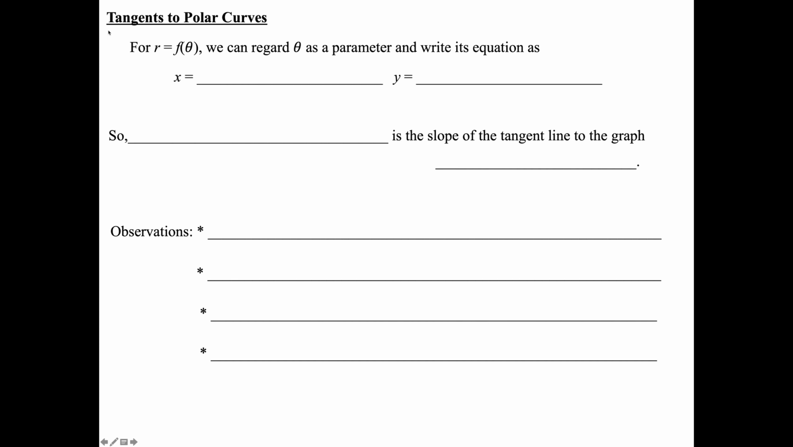Welcome to part 2 of 10.3. So here we're going to look for tangents to our polar curves. So you're going to have r equals f of theta, which is going to be some function written in terms of theta.